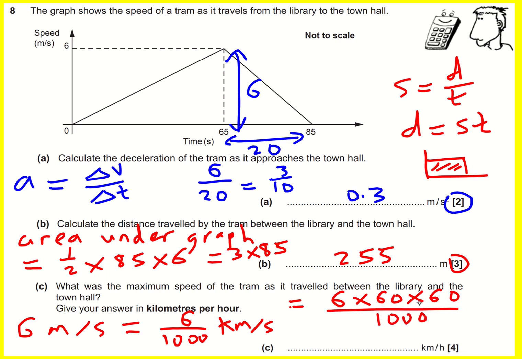But this is great. You could chuck this into a calculator, but I can cancel one of those zeros off with that, cancel a 0 off with that, and then 6 times 6 times 6 is actually 216, so it's going to be 216 divided by 10, which is 21.6 kilometers per hour.